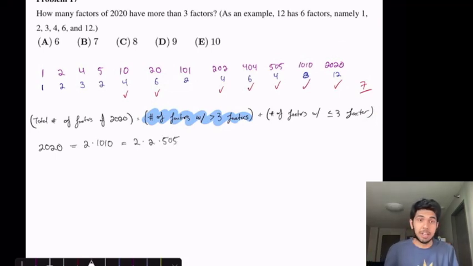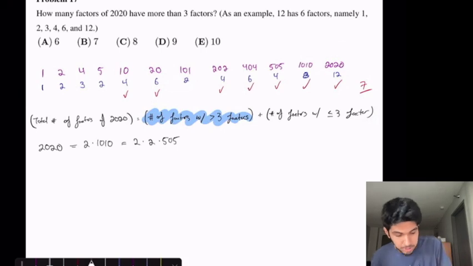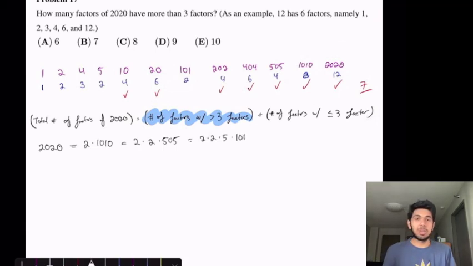Okay, 505 is not divisible by 2, so we can move away from 2. Let's check the next prime, 3. Is 505 divisible by 3? No. So we move to the next prime, which is 5, which it is divisible by. So we say this is 2 times 2 times 5 times 101. And then we look at 101. Is that divisible by 5? No. 7? No. And you keep on going and you'll realize that 101 is actually prime. So we've done it. We've expressed 2020 as the product of a bunch of primes.